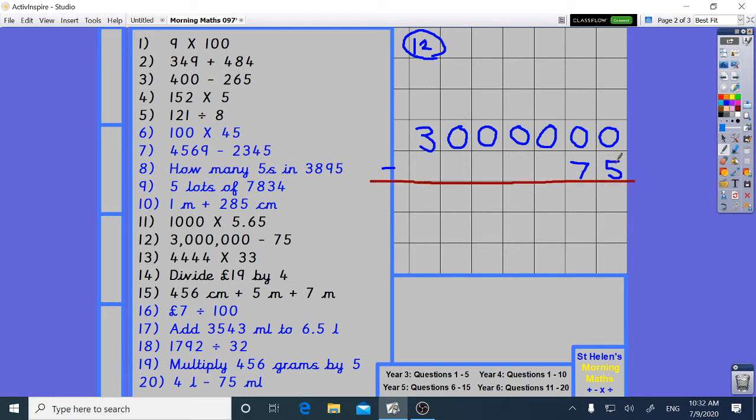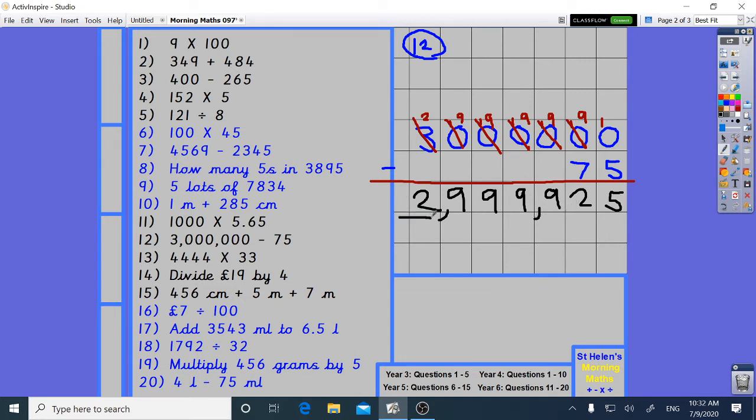So 0 take away 5 we can't do. 0 needs to go all the way to the 3 to get help. And we go 10 down to 9 all the way across. One of the longest amounts of time you'll have to spend going across like this in a minus. So 10 take away 5 we can now do. That is 5. 9 take away 7, 2, and then it is 9s. So what I thought it was is correct. But I feel more confident having done it in my head and on paper, or in this case on computer.